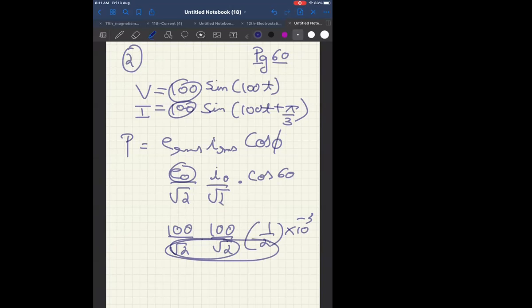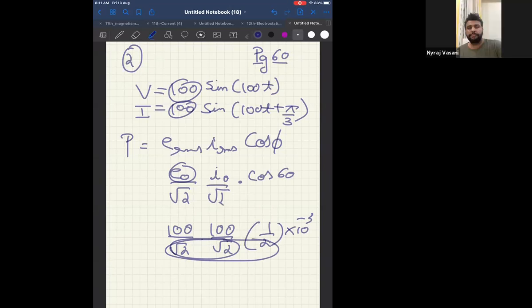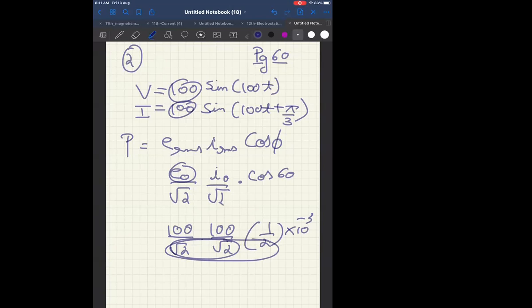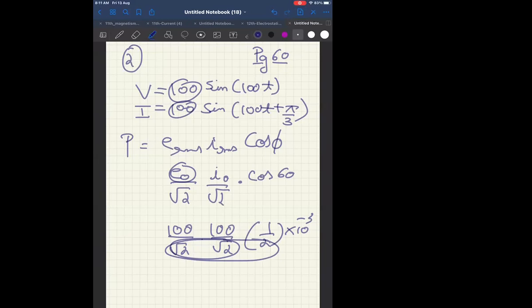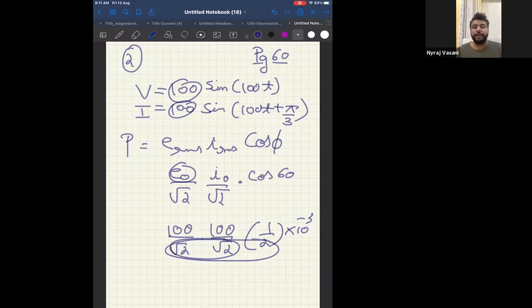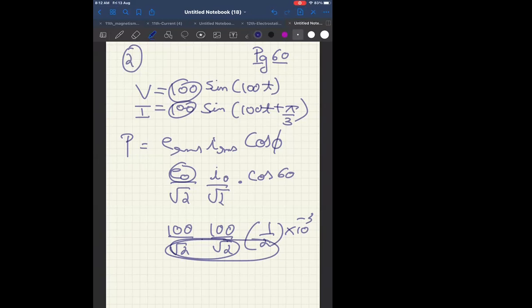Why did you multiply by 10 raised to minus 3? We can multiply whenever we want, but in this problem, why did I multiply? Because if you look at the question, current is given in milliampere, and milliampere means into 10 power minus 3 ampere. That is why I multiplied by 10 power minus 3. If the current was given in ampere, then there was no need to multiply. Is that fine? Okay. Thank you.